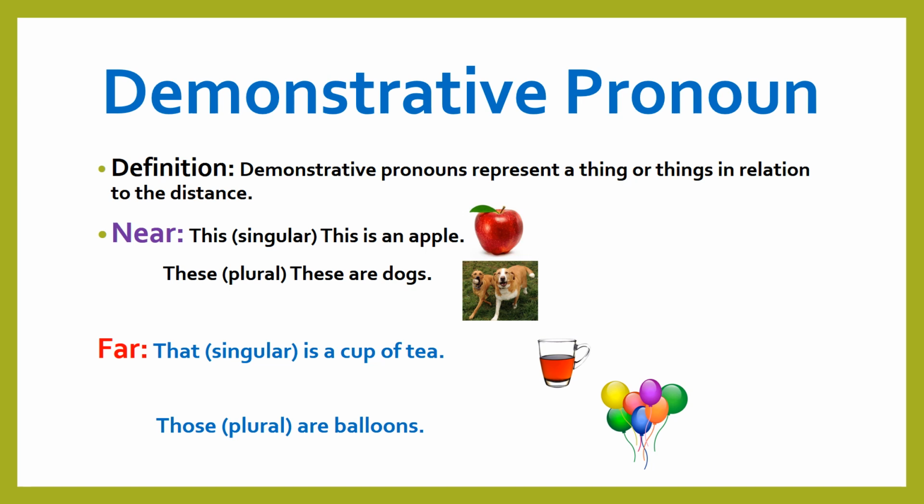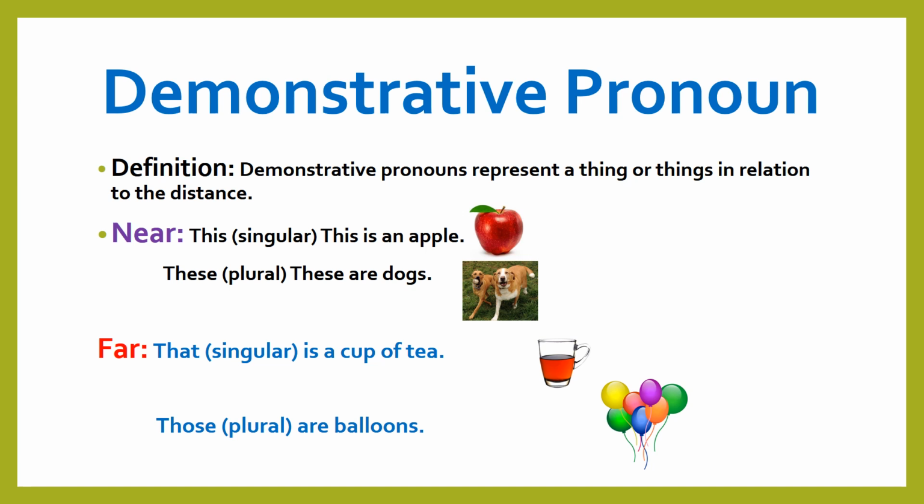Demonstrative pronoun. Demonstrative pronouns represent a thing or things in relation to distance. When we are talking about how far or how near things are, we use the pronouns this, these, that and those. This and these are used for things closer or nearer to the speaker. The person who is talking about those things, if the things are near to the person, they are called the demonstrative pronouns of a near distance.